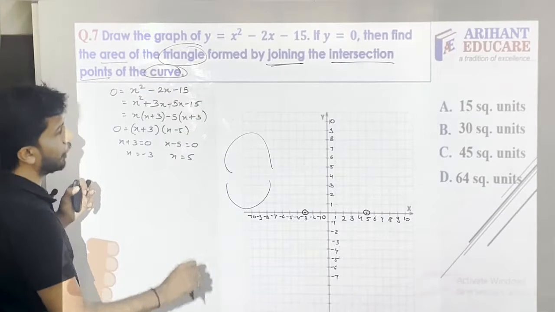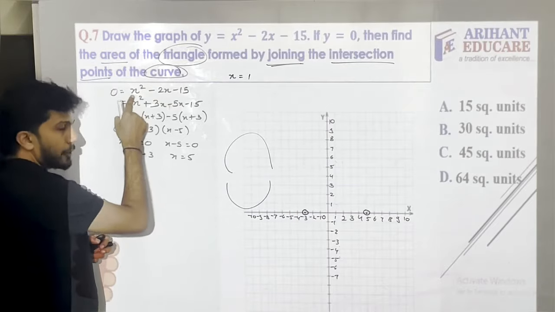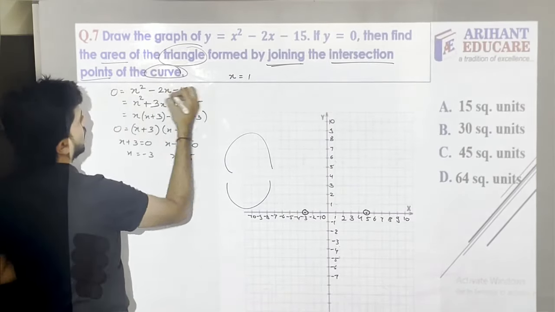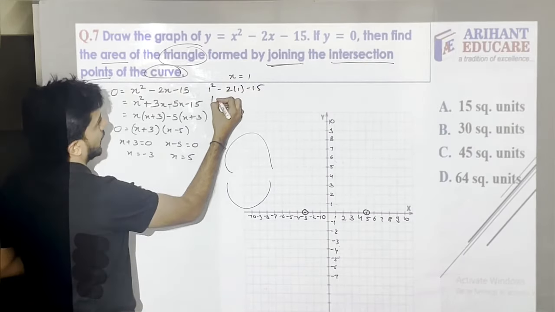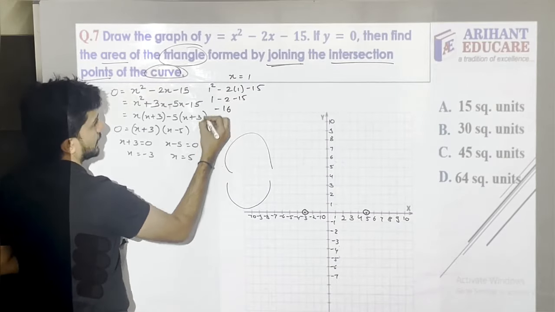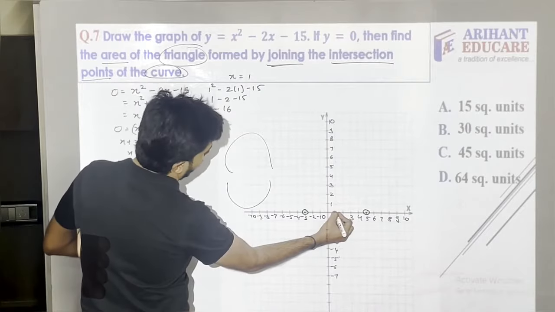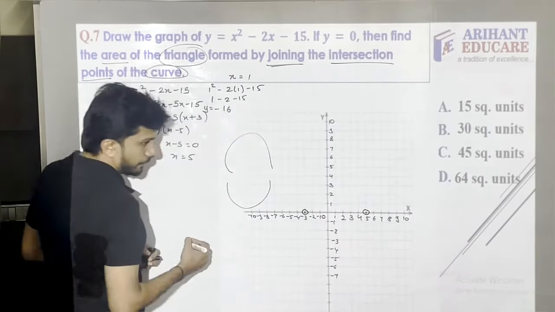Let's take a random value of x. Let's assume that x is 1. So if x is 1, can you substitute it over here? When x is 1, you get 1 square minus 2 into 1 minus 15. So you get 1 minus 2 minus 15, that is minus 16. This is the value of y we get. So if x is 1, I am going down till minus 16. So this is definitely a lower end graph.